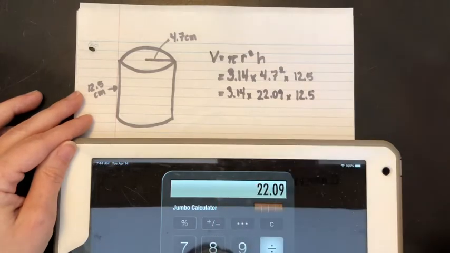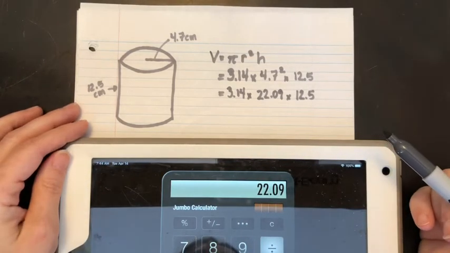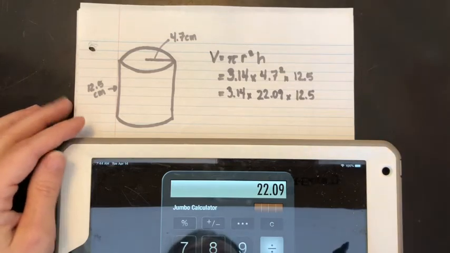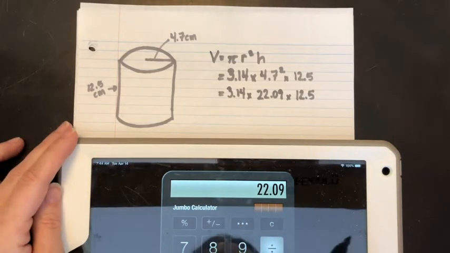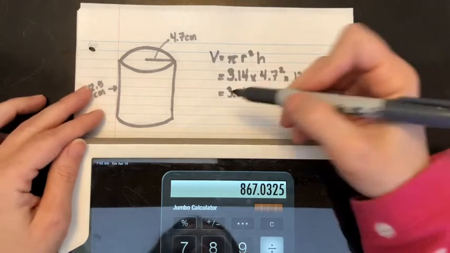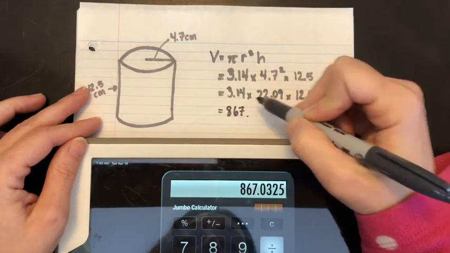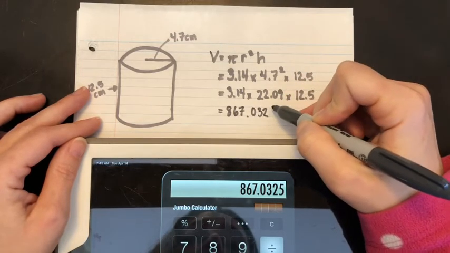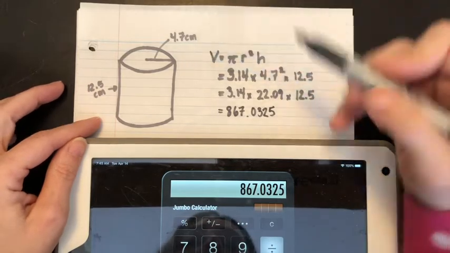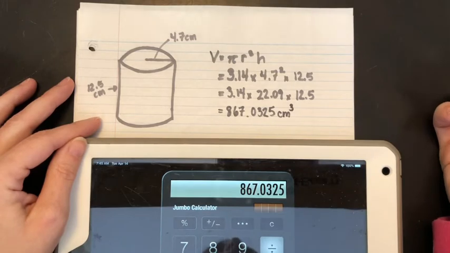Once I have all three of my numbers written out like that, I can just multiply them by each other to get my final answer. So I've already got 22.09 in my calculator. I'm going to hit the multiply sign. I'm going to type my 3.14. Hit the multiply sign again. I go 12.5. Answer is here. 867.0325. Here we have centimeters in our question, so we're going to put centimeters cubed in our answer because this is volume.